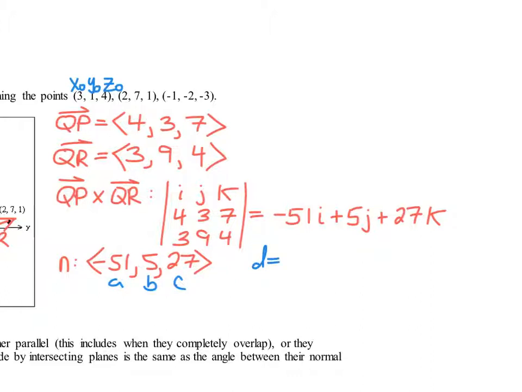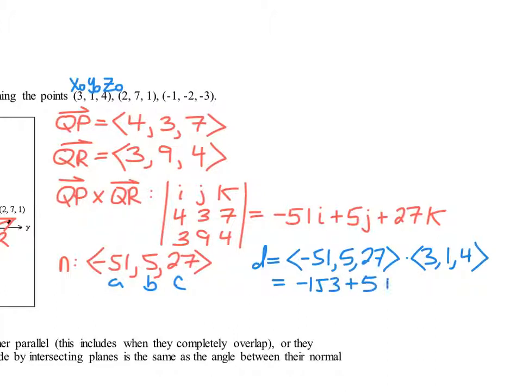It would be, again, the dot product of the ABC and your selected point, in this case 3, 1, 4. So that's negative 153 plus 5 plus 108. That's negative 153 plus 113, so that's negative 40.